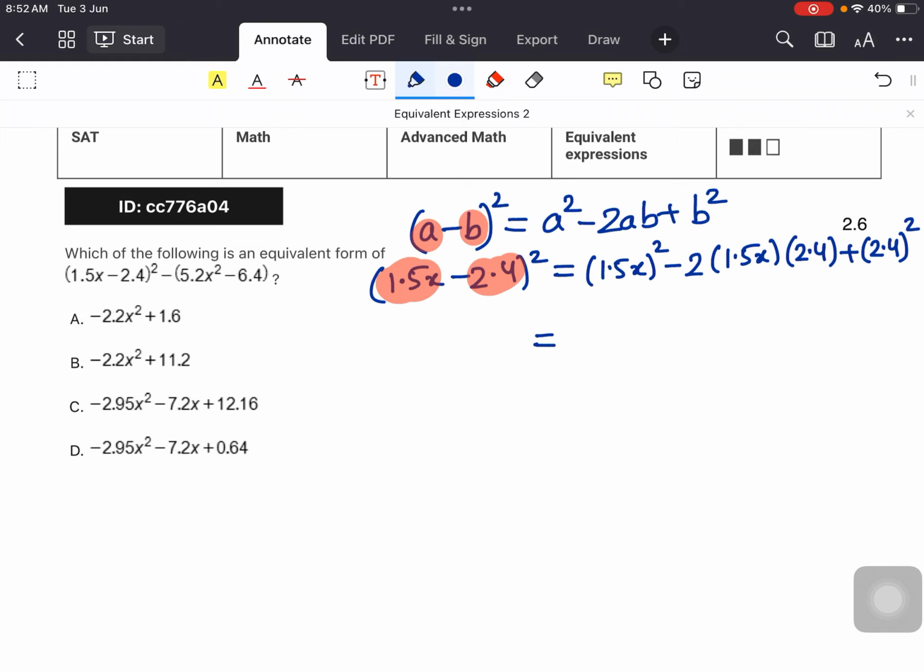So apply power 2. So 1.5, when you square it, you will get 2.25, and the power of x will be 2. Then in the middle term you have to multiply 2 into 1.5 and then with 2.4. So you will get, I think it is 7.2, 7.2x, and 2.4 whole square, that will give you 5.76. Much better. So in this way we obtained the whole square of the first bracket.